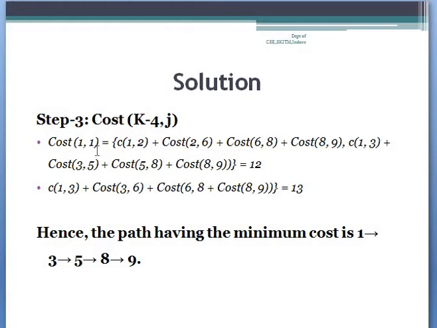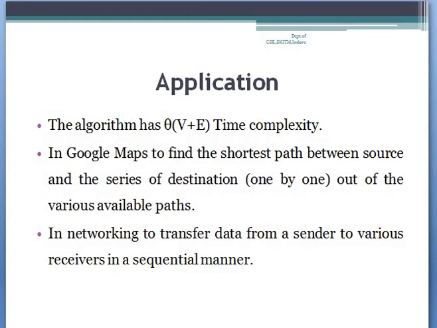Next we are calculating the cost of 1 to 1, that is the cost involved in this. Similarly we are calculating the cost of 1 to 3, that comes out to be 13. So here the minimum cost path is 1 to 3, 3 to 5, 5 to 8 and 8 to 9.